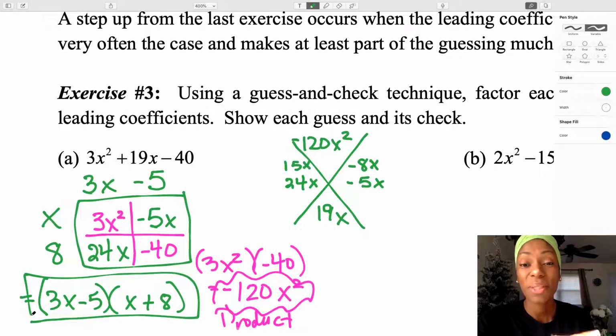Now, this might have seemed like it took long, but that's because I was describing every single step in detail. But once you do this about 2 or 3 times, you'll have the steps down pat, and it will take you less than 30 seconds to factor a trinomial whose leading coefficient is not 1.